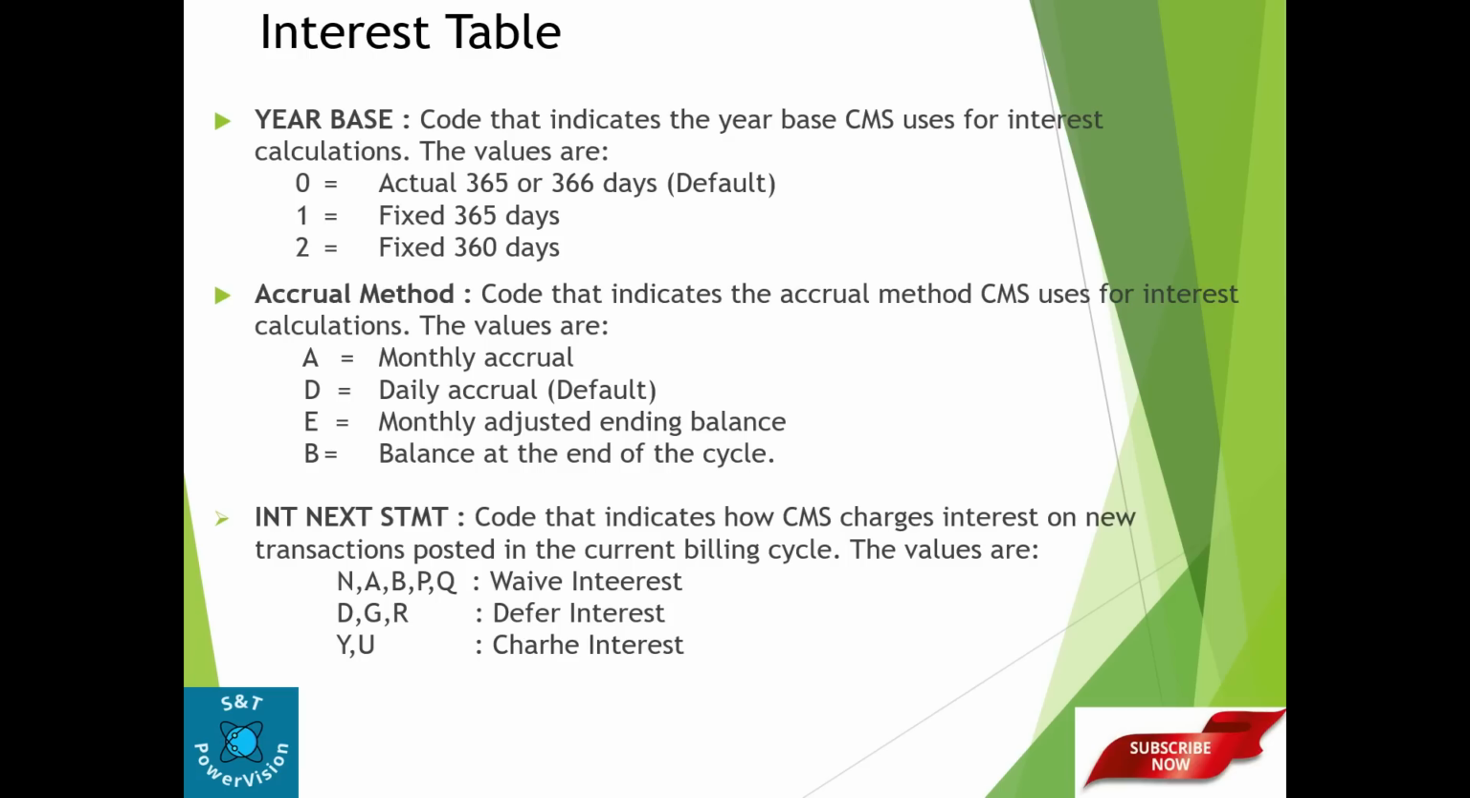Now year base. Code that indicates the year base CMS uses for the interest calculation. The values are 0 means actual 365 or 366 days, 1 means fixed 365 days, 2 means fixed 360 days. Accrual method. Code that indicates the accrual method CMS uses for interest calculation. The values are A means monthly accrual, D means daily accrual, E means monthly adjusted ending balance, B means balance at the end of the cycle.